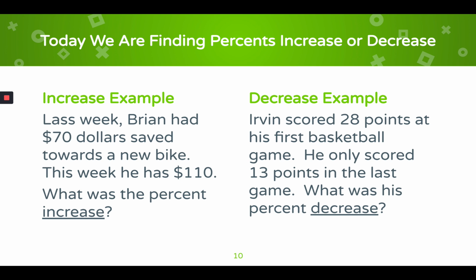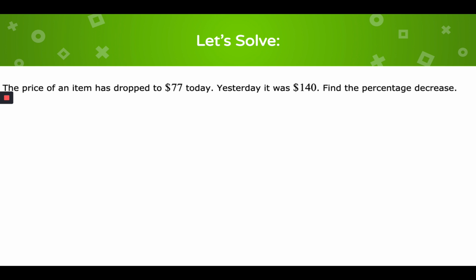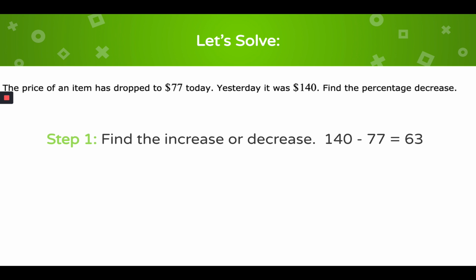The price of an item has dropped to $77 today. Yesterday it was 140. Find the percent decrease. So the way you solve this is first, step one, you find the increase or the decrease. You find the difference in the values. So 140 minus 77 is 63. Again, all I did was subtract the smaller value from the larger value, 140 minus 77, which equals 63. That is my amount of change. That's what's changed.